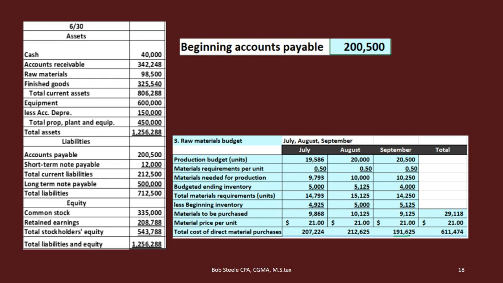In this setup, we're saying that we're going to purchase everything on account and then pay for everything the following month. So if we think about this, there's 200,500. That's what we started off with in accounts payable. That's what was in there at the end of last month. That's what's in there at the beginning of this month.